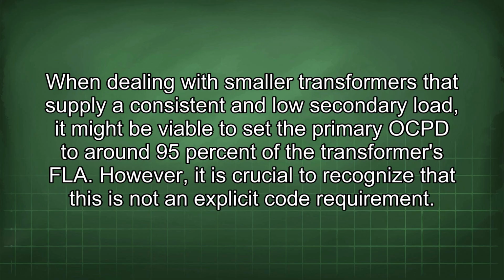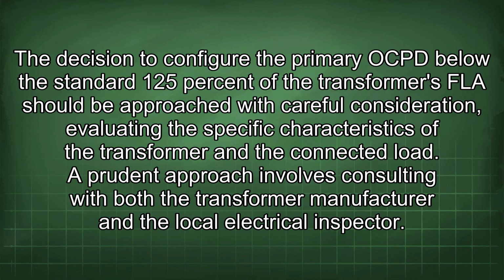When dealing with smaller transformers that supply a consistent and low secondary load, it might be viable to set the primary OCPD to around 95% of the transformer's FLA. However, it is crucial to recognize that this is not an explicit code requirement. The decision to configure the primary OCPD below the standard 125% of the transformer's FLA should be approached with careful consideration, evaluating the specific characteristics of the transformer and the connected load.